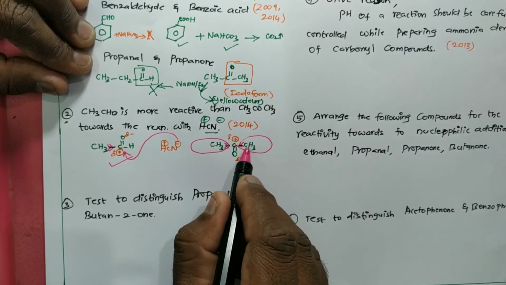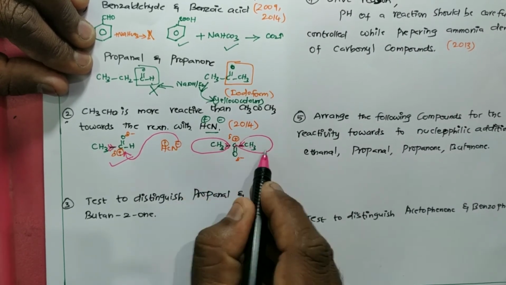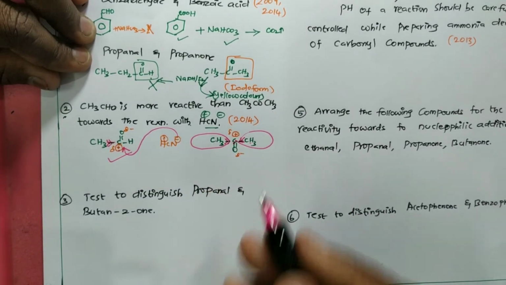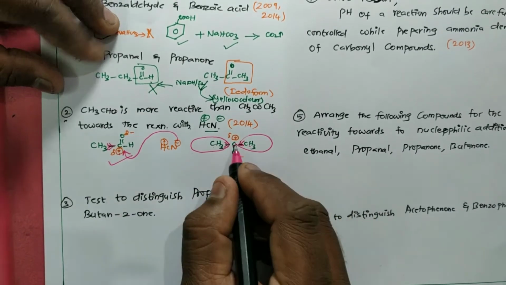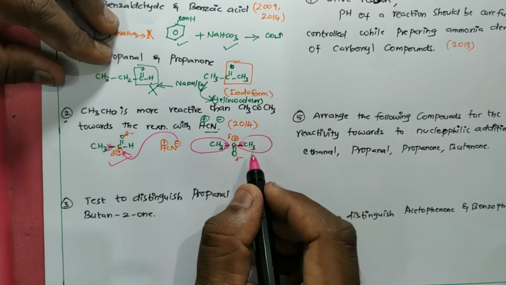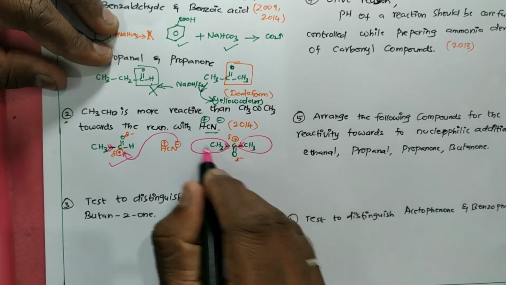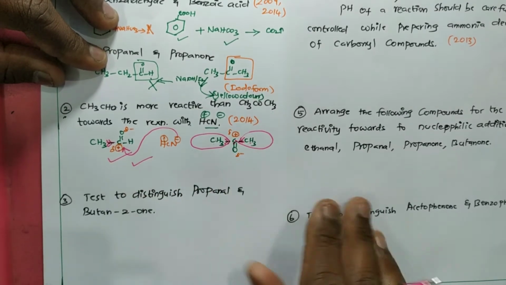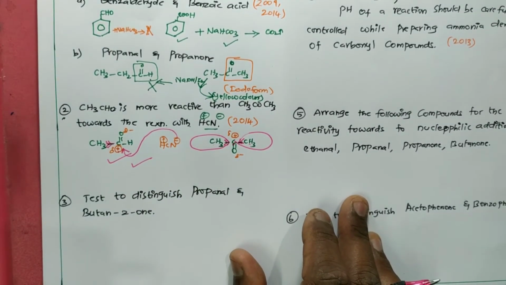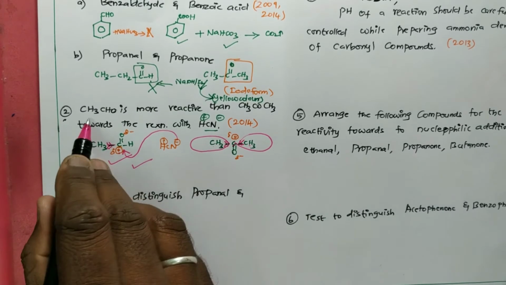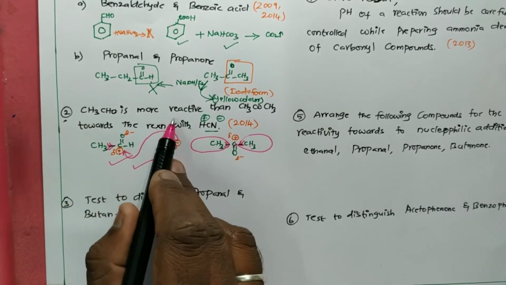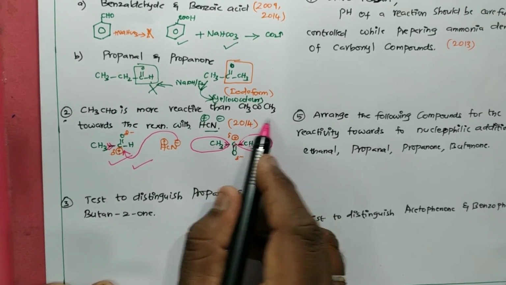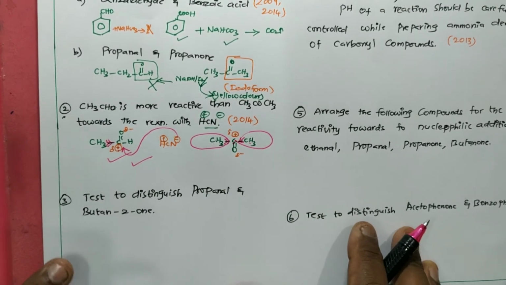But in the ketone, the two methyl groups provide electrons to this carbon. That is why the positive charge gets neutralized, and only a very small amount of positive charge is there. Moreover, the steric hindrance will not allow the attack of CN. That is why the aldehyde will react faster when compared to ketone. So acetaldehyde is more reactive towards HCN when compared to acetone or propanone.